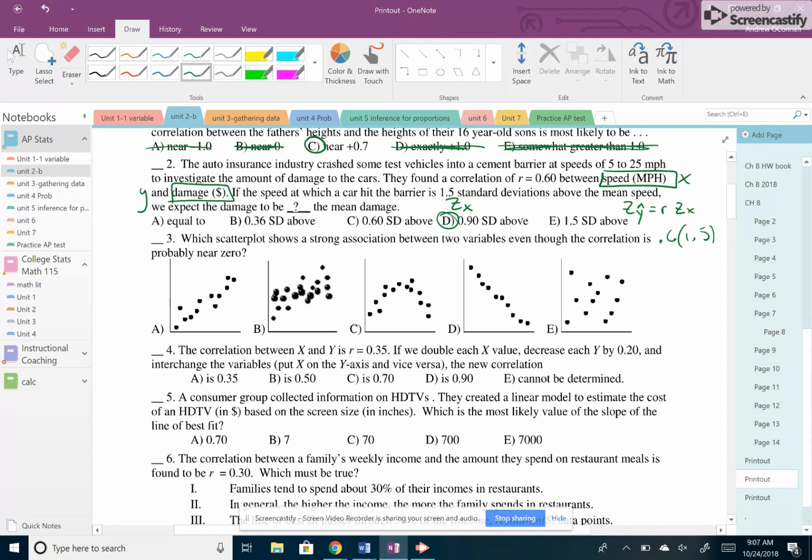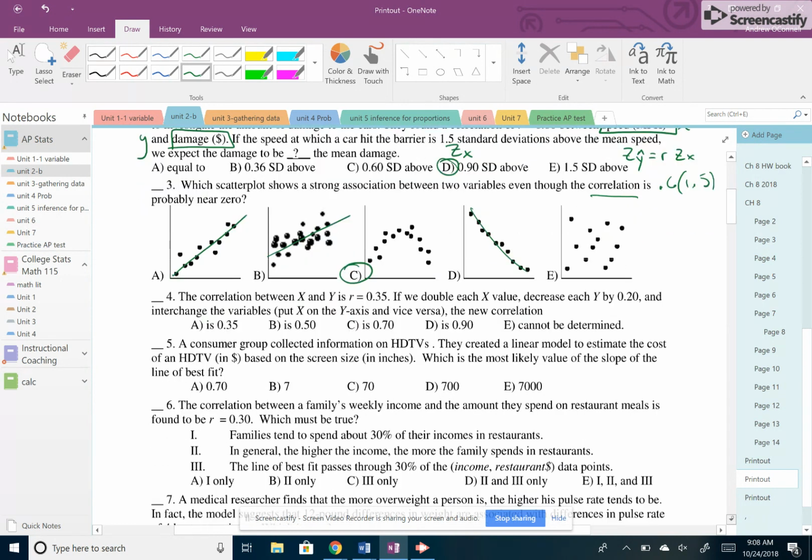Number 3, which scatterplot shows a strong association between two variables, even though the correlation is probably near zero? Remember, correlation is strictly measuring linear patterns. So A is a pretty good correlation. B, not as much, but still probably correlation. D, a negative correlation. E, no association, no correlation at all because there's no pattern. But C is the one you should say here, that it has practically no correlation, though there is an association of a good curve right there.